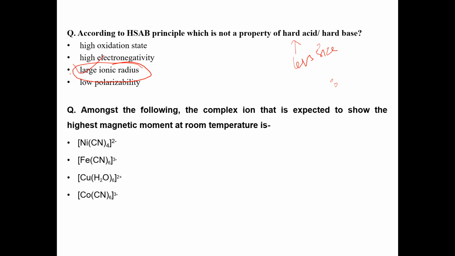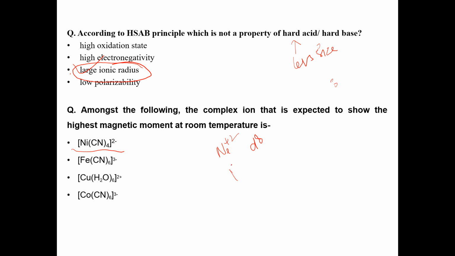Amongst the following, which complex ion is expected to show the highest magnetic moment at room temperature? There are no temperature-based transitions here, because sometimes the thermal energy at room temperature, kT, can induce spin crossover, so you have to just neglect that. Highest magnetic moment means the highest number of unpaired electrons. In this case it is nickel plus 2, that is d8.